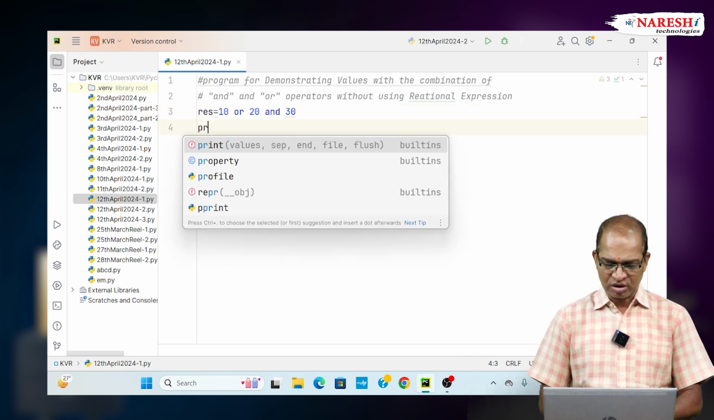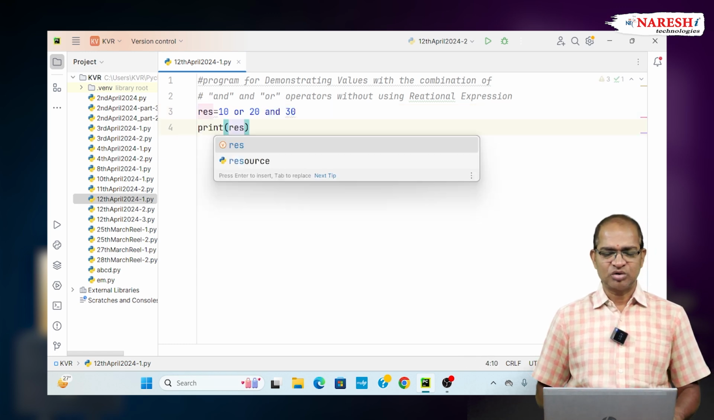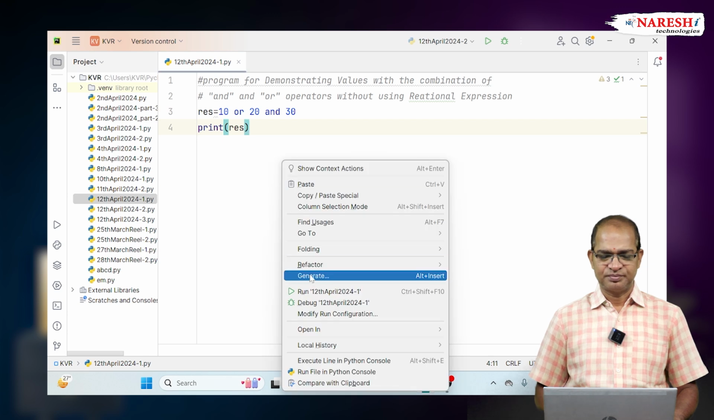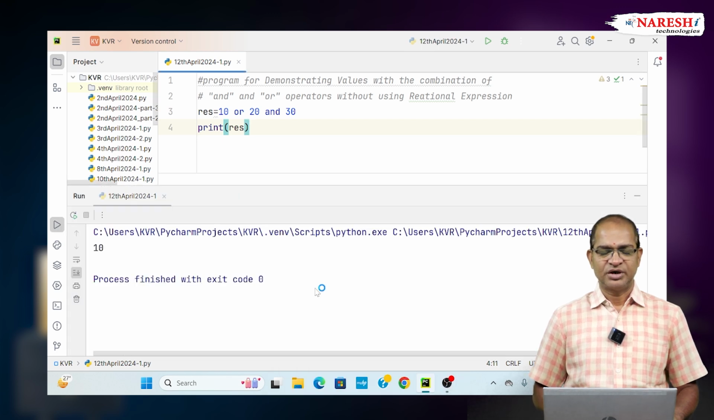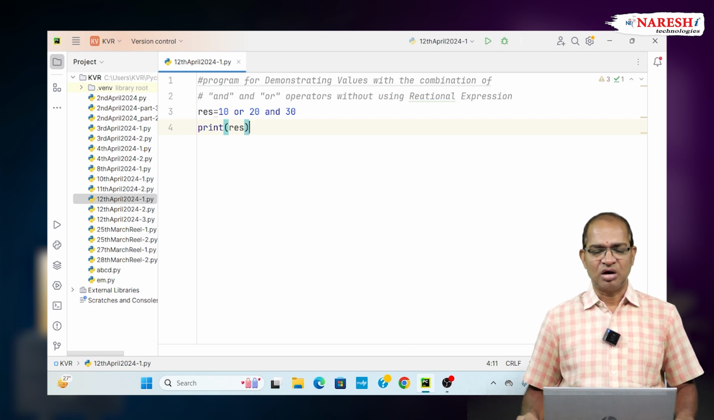Let us print the res. The result is going to contain the value 10. This is the result of and or operators without using relational expressions.